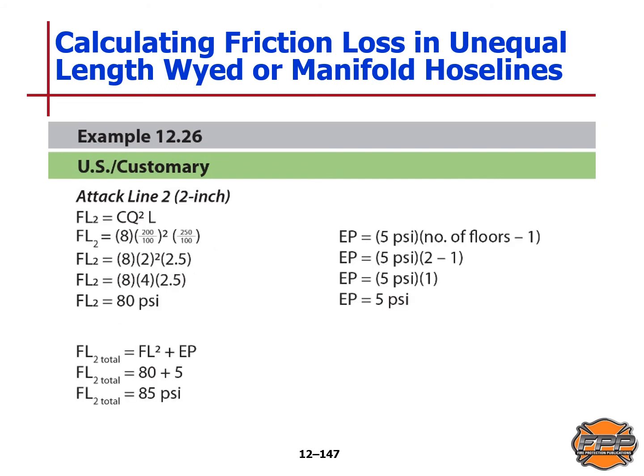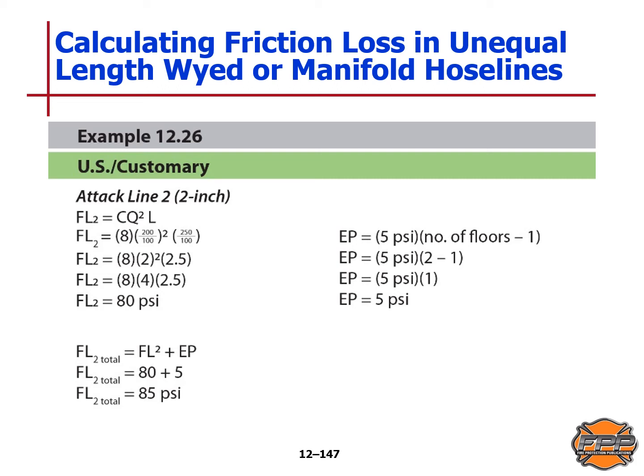If we look at attack line 2, we get friction loss for 2 equals C Q squared L. So friction loss 2 is 8, which is our coefficient from our table, times 200 divided by 100, which is the flow, squared, times 250 divided by 100, which is the hose length. And the next line, we plug in the numbers. Friction loss 2 equals 8 times 2 squared times 2.5. And if you work out the math, you get friction loss 2 equals 8 times 4 times 2.5. So our answer is friction loss on line 2 is 80 psi.